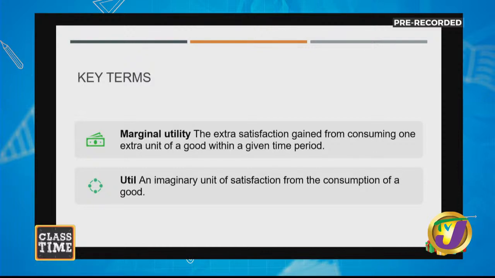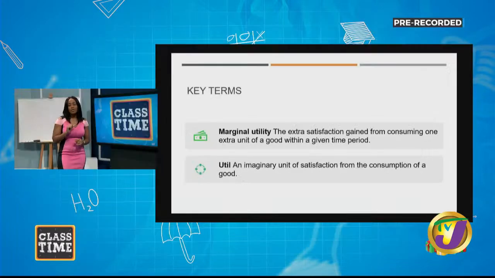Then there is marginal utility. And marginal is a term that you'll hear more and more as you go on throughout economics. So marginal always looks at what happens when there is a change in terms of one unit. The marginal utility now is the extra satisfaction you get from consuming one more unit of a good. And the util is the imaginary measure of satisfaction. So the marginal utility is based on utils. For instance, they might say you get 10 utils from consuming a good, and that 10 utils represents the level of satisfaction you would receive from consuming the good.